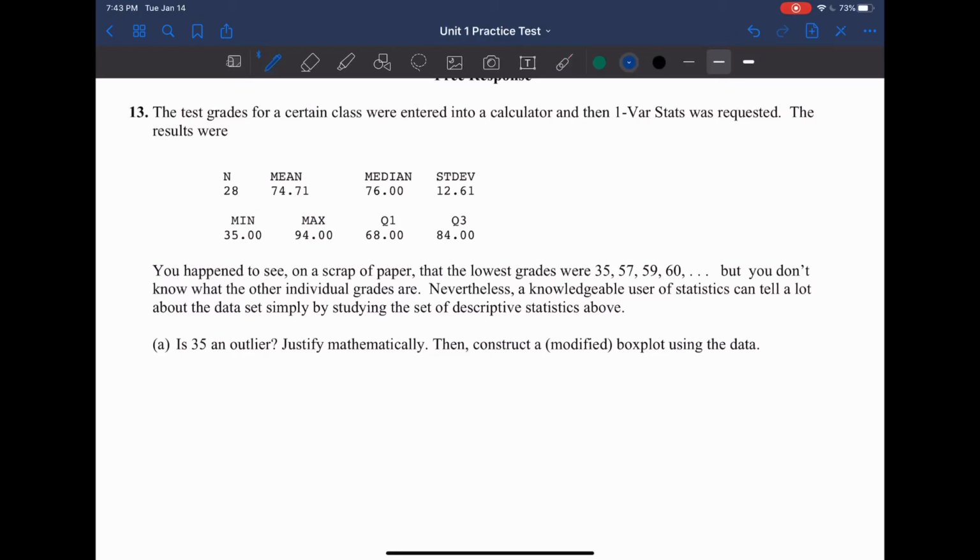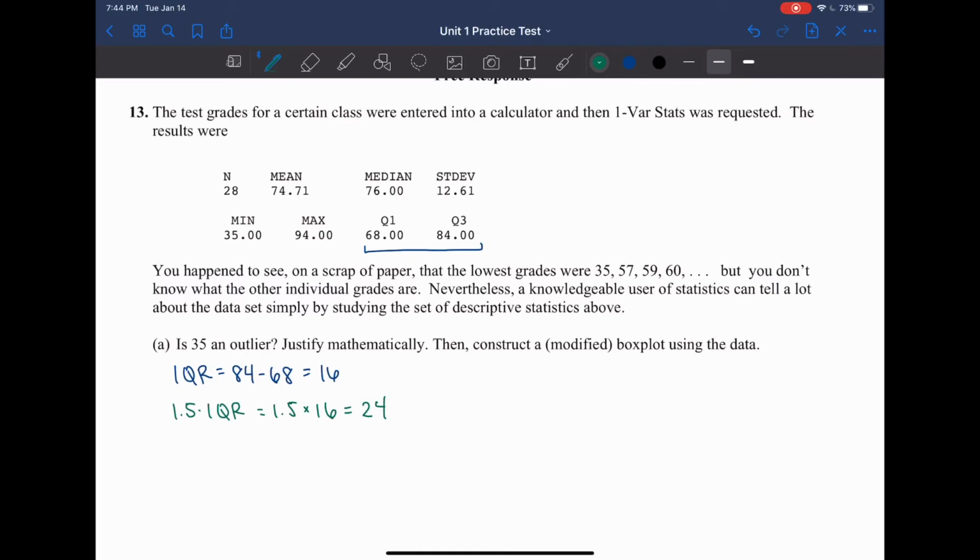So remember, in order to calculate an outlier, we use the 1.5 IQR rule. So we have the quartiles. We have Q1 and Q3. So the IQR is, we're going to subtract them. 84 minus 68 is 16. And then we're going to apply the 1.5 IQR rule. So we're going to do 1.5 times IQR. So 1.5 times 16, we get 24. So that tells us how wide our fences are.